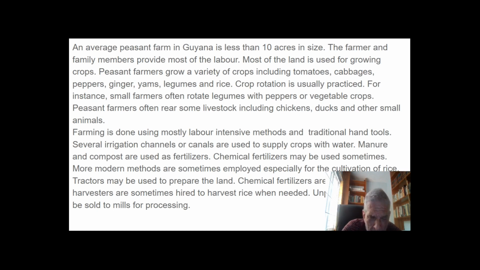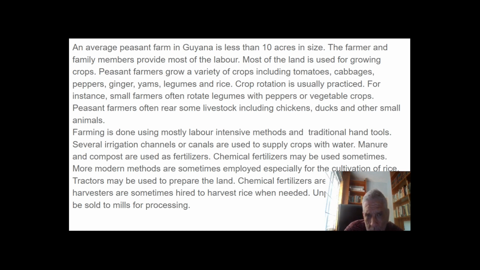And then we look at peasant farming. An average peasant farm in Guyana is less than 10 acres in size, and the farmer and family members provide most of the labour, and most of the land is used for growing crops. Peasant farmers grow a variety of crops, including tomatoes, cabbages, peppers, ginger, yams, legumes, and rice. And they usually practice crop rotation. As I said, it is a very good practice because it helps preserve the soil.